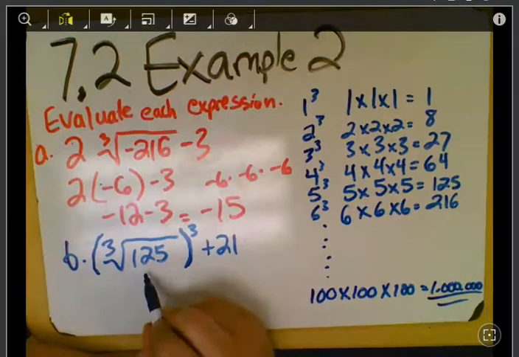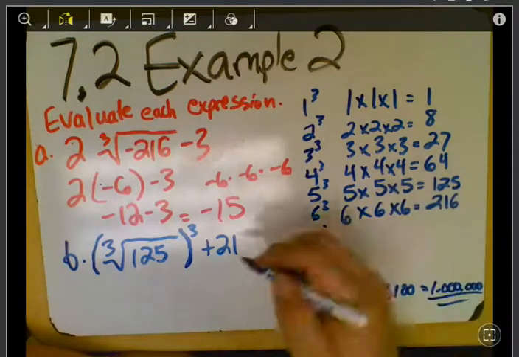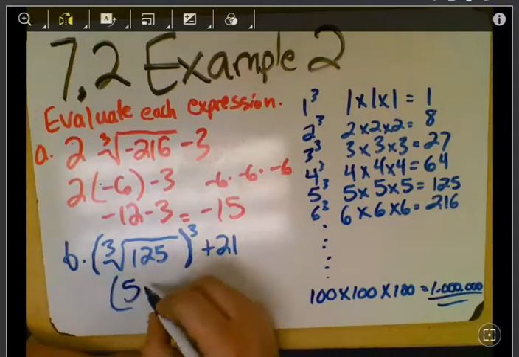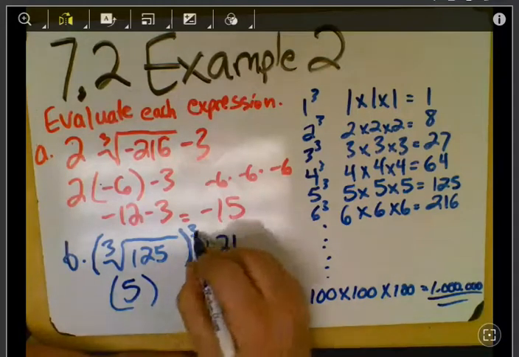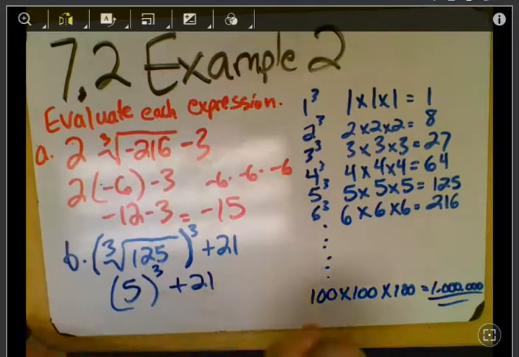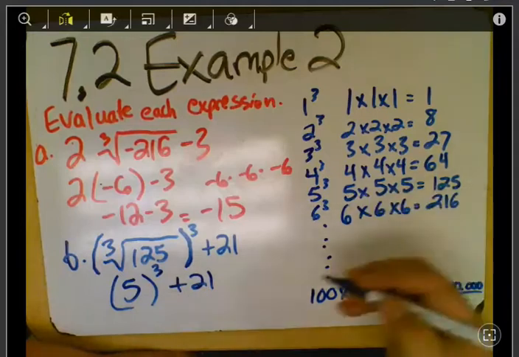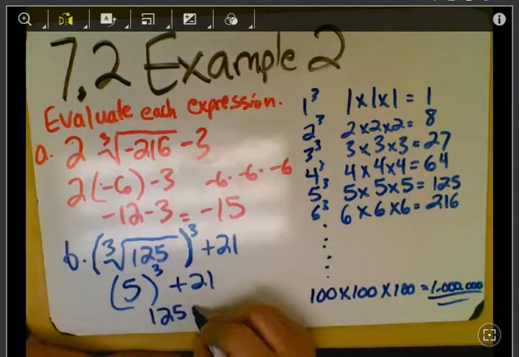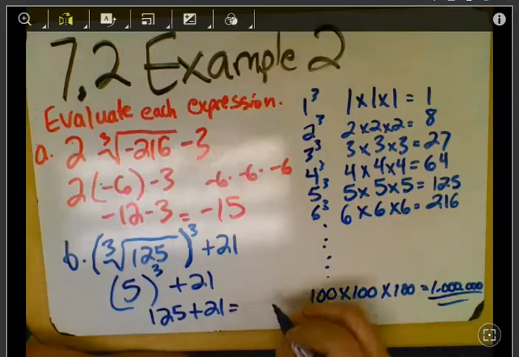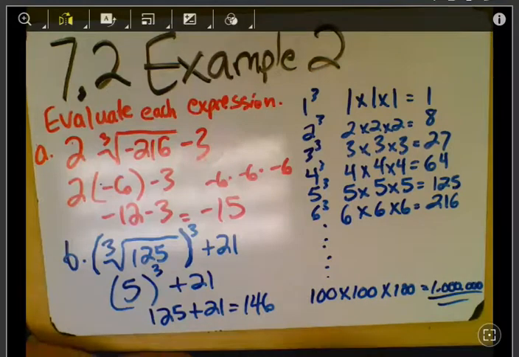Alright, so the cubed root of 125, we figure out what three numbers over here multiply to give us 125, and it looks like it's 5. So the cubed root of 125 is 5, and so that's in parentheses, and then still to the third power, and plus 21. 5 to the third power, you can calculate that, that's 5 times 5 times 5, which over here we see is 125, still plus 21, and once we combine 125 and 21, that gives us 146. And our answer is 146.